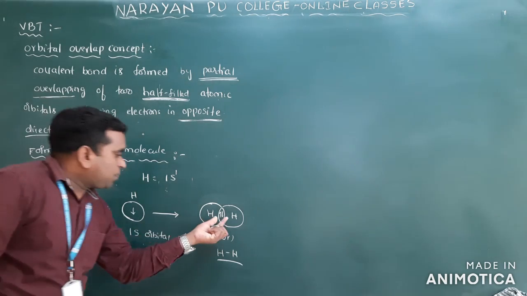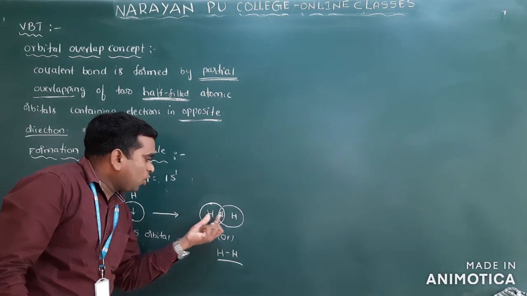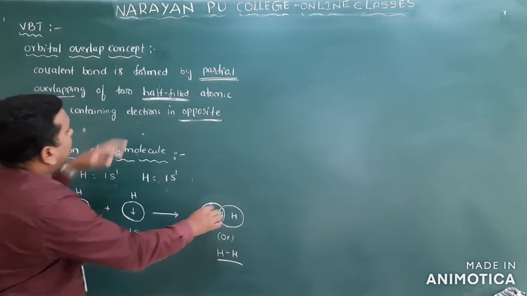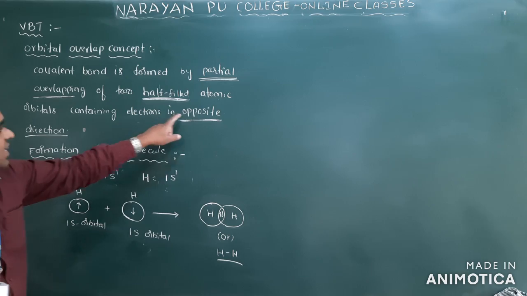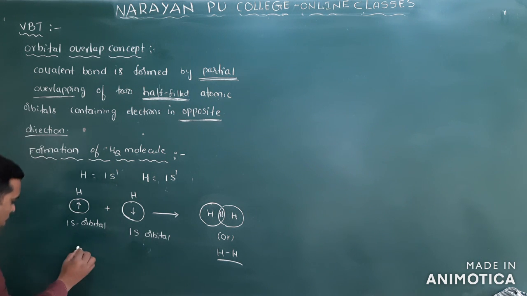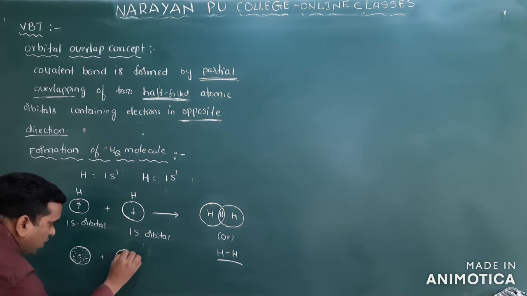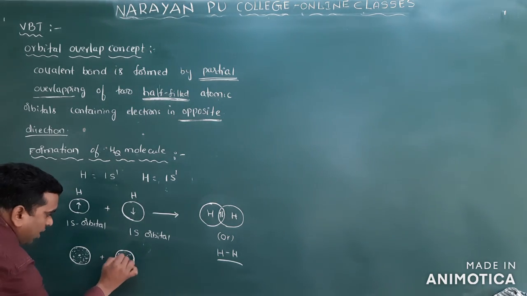Here, this part of the electron cloud is common for the two half-filled atomic orbitals, and this we call partial overlapping of two half-filled atomic orbitals containing electrons with opposite spin. If you draw it the same way, this electron cloud is an s orbital, this is a 1s orbital, and this is another 1s orbital. This is the nucleus, and this is the electron cloud.